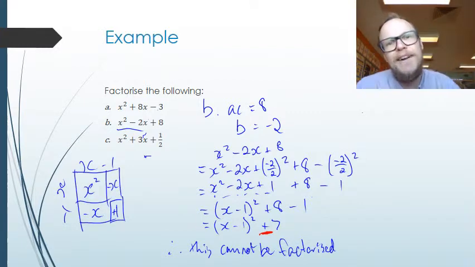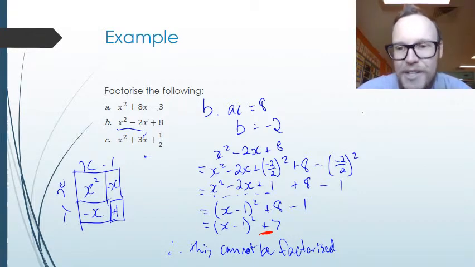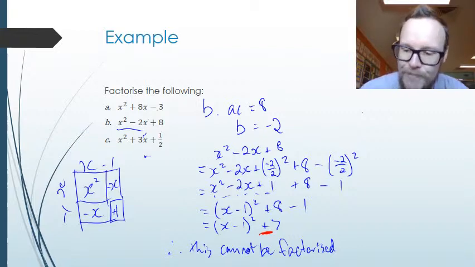So I might ask you to factorize it. Maybe it's not possible. Maybe you have to say, well, I can't factorize it because it's not a difference of perfect squares.